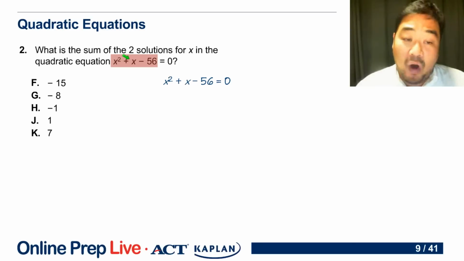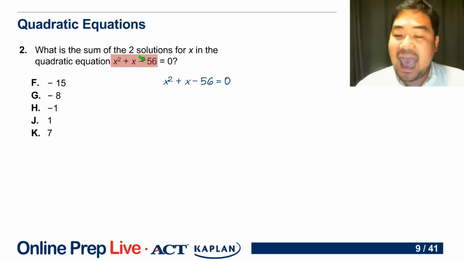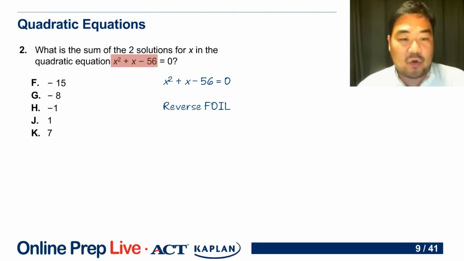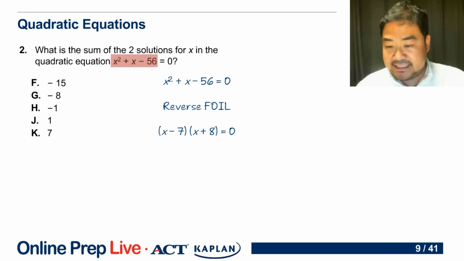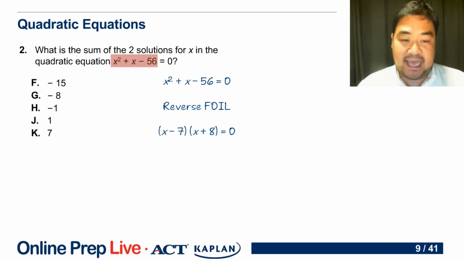We have 1 basically on the front, and we have negative 56. So what two numbers add together to get positive 1 and multiply together to get negative 56? And those two numbers are going to be negative 7 and positive 8. So we've got x minus 7 and x plus 8. So far, so good.